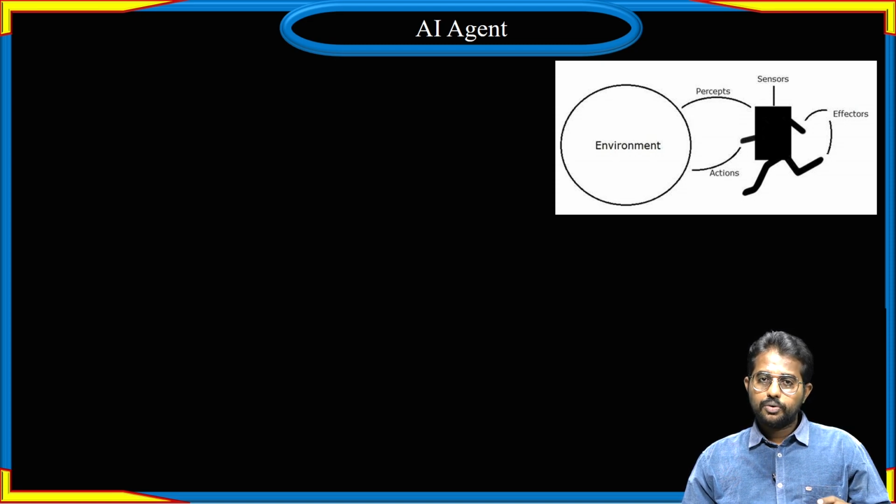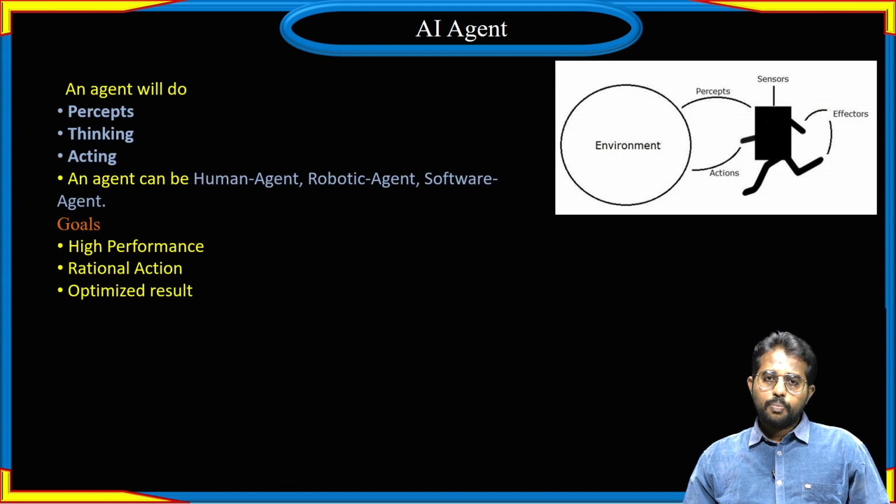By doing some particular task, it perceives the information, and based on the perception, it will think about whatever data it has collected. It will think about the data and come to a decision, and based on the decision it will take an action. Here, in the block diagram, we can see the simple working of an AI agent. An environment will be there.